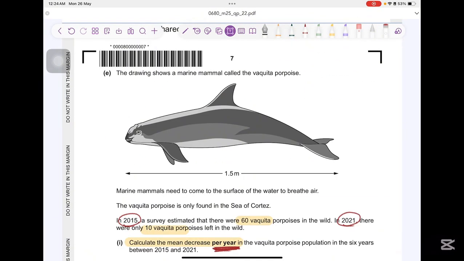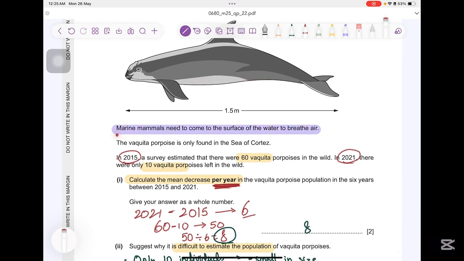Education. The drawing shows a marine mammal called vaquita. Marine mammals need to come to the surface to breathe air. The vaquita is only found in the Sea of Cortez. In 2015, a survey estimated that only 60 vaquita are present in the wild. In 2021, there were only 10 vaquitas left in the wild.